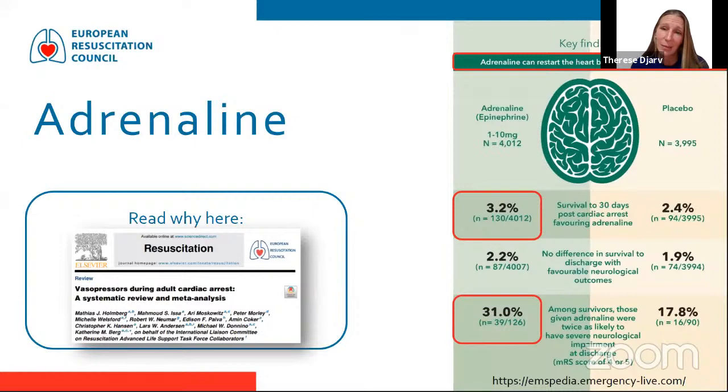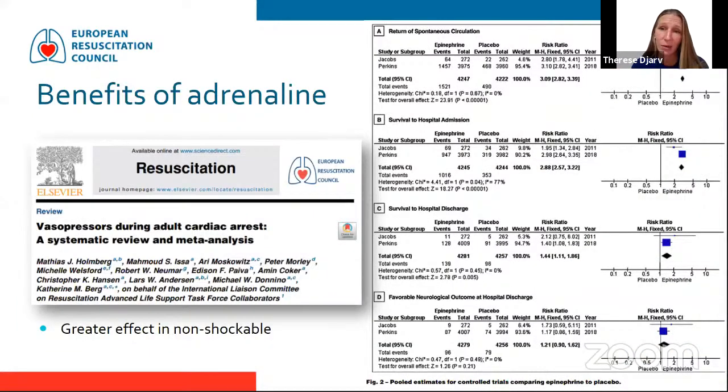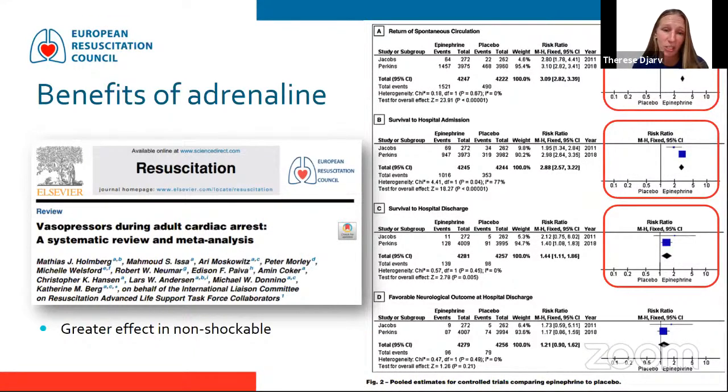And there is a systematic review done on more trials that have been done on this topic. And when you look at the meta-analysis of that, you will see that adrenaline comes with ROSC, with survival to hospital admission and survival to hospital discharge. And that's why it is in the guidelines.